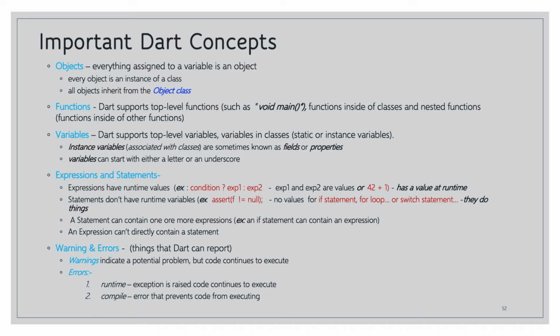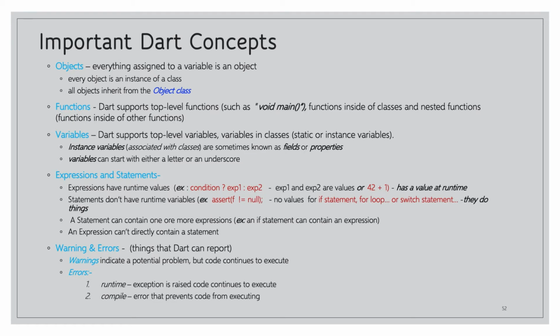Expressions and statements. Expressions have runtime values, like our conditional expression that I have here. Statements don't have runtime values, such as the assert statement that I have here. Instead, there are no values for the if statement, for loop, or switch statement. They do things. A statement can contain one or more expressions. An example is an if statement can contain an expression. An expression, however, can't directly contain a statement. Again, you might not be able to digest all this right now, but keep this handy.